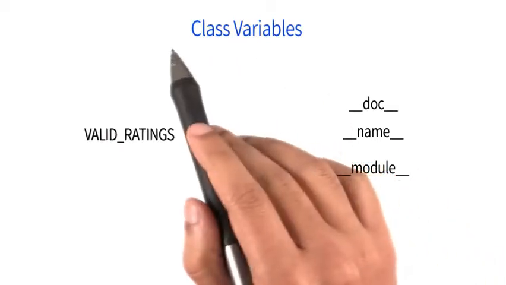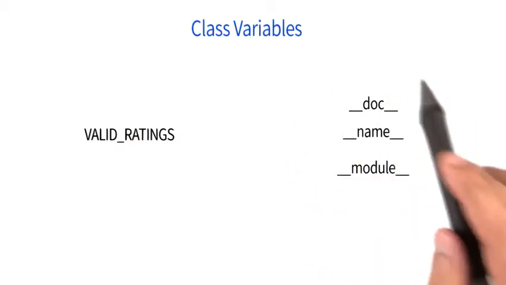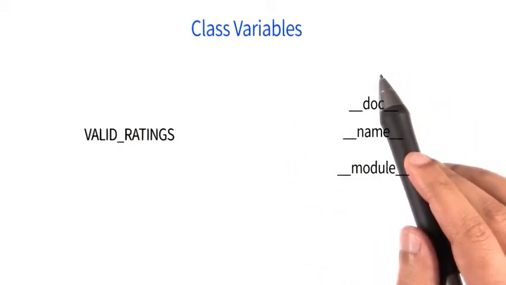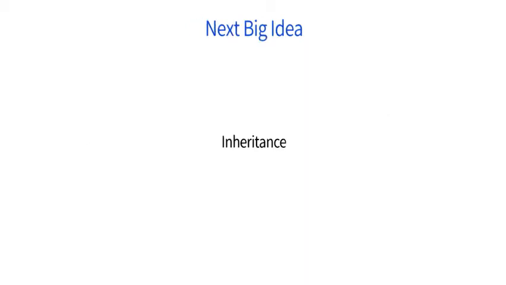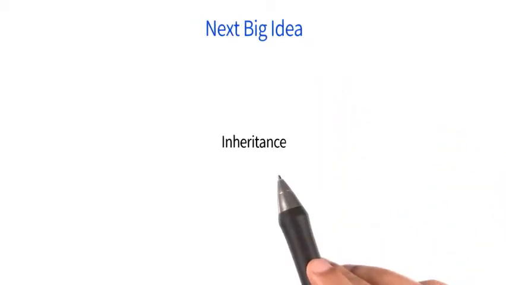So now that we know a little bit about class variables, both the ones that we created and the ones that come by default or predefined in Python classes, I want to take a moment to talk about the next big idea in object-oriented programming, which is called inheritance.